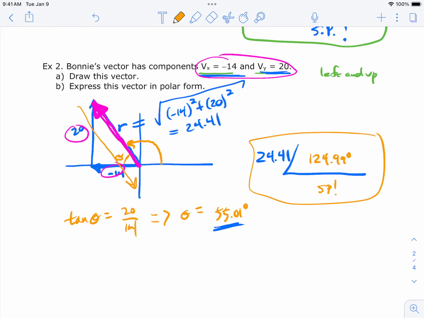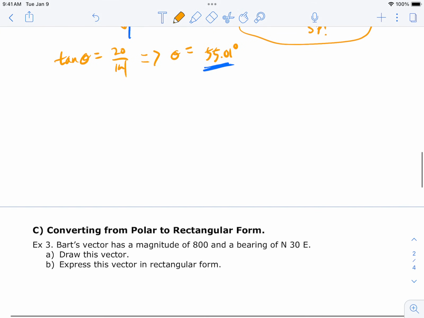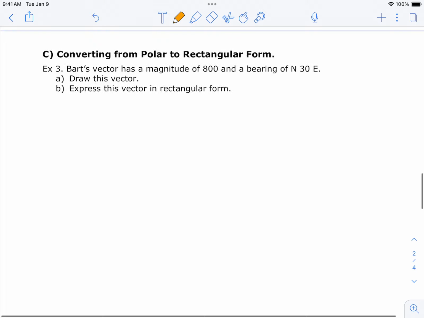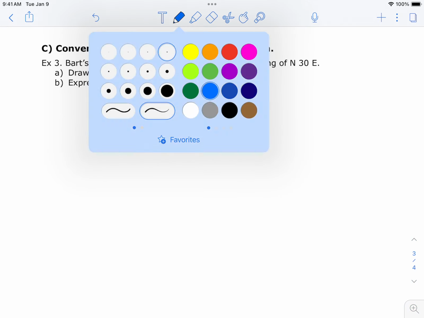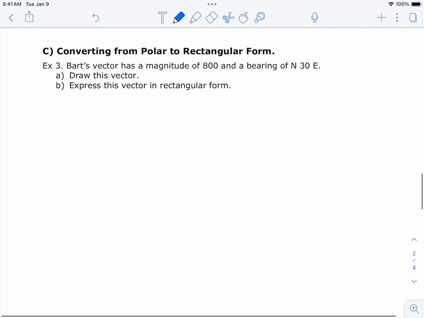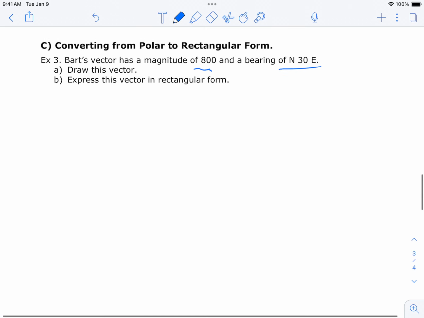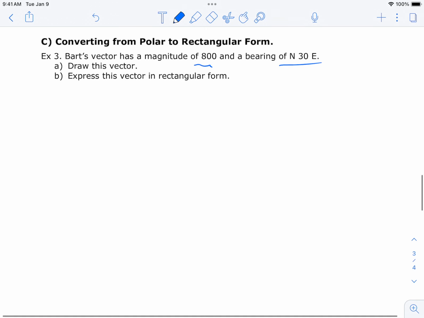Okay, cool. Now we've got two examples. We're going to go the other way, from polar to rectangular. So, Bart's vector has a magnitude of 800 and a bearing of north 30 east. So they're telling us how far and which way. That's good. Draw this thing.